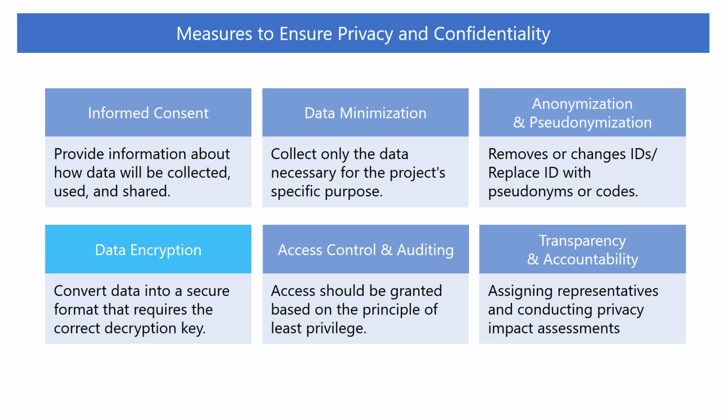The fourth is data encryption. Data encryption is converting data into a secure format that cannot be accessed without the correct decryption key. Encryption protects data from unauthorized access, and even if data is intercepted or breached, it prevents unauthorized third parties from reading or using it. The fifth is access control and auditing.